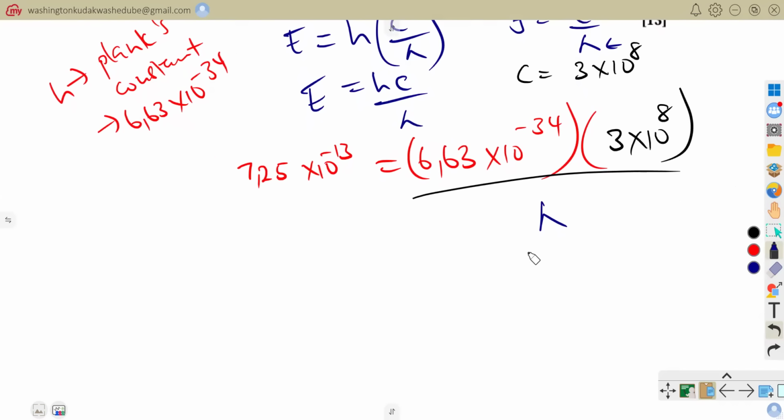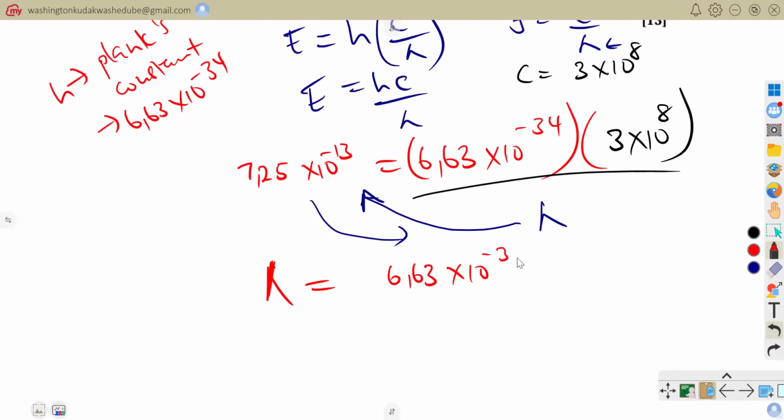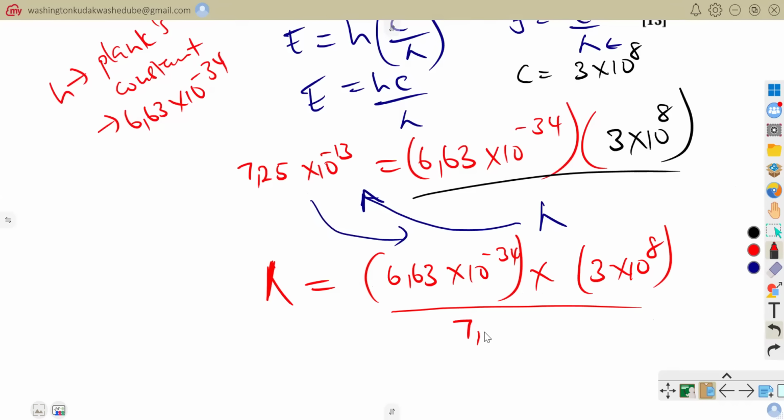So I'll interchange these two. I'll take this one to the other side, and then I'll take this one to that side. So I'll be left with my lambda, which is my wavelength, being equal to 6.63 times 10 to the power negative 34 times 3 times 10 to the power 8. This is the speed of light. This is Planck's constant divided by my energy, 7.25 times 10 to the power negative 13. And what becomes my wavelength?